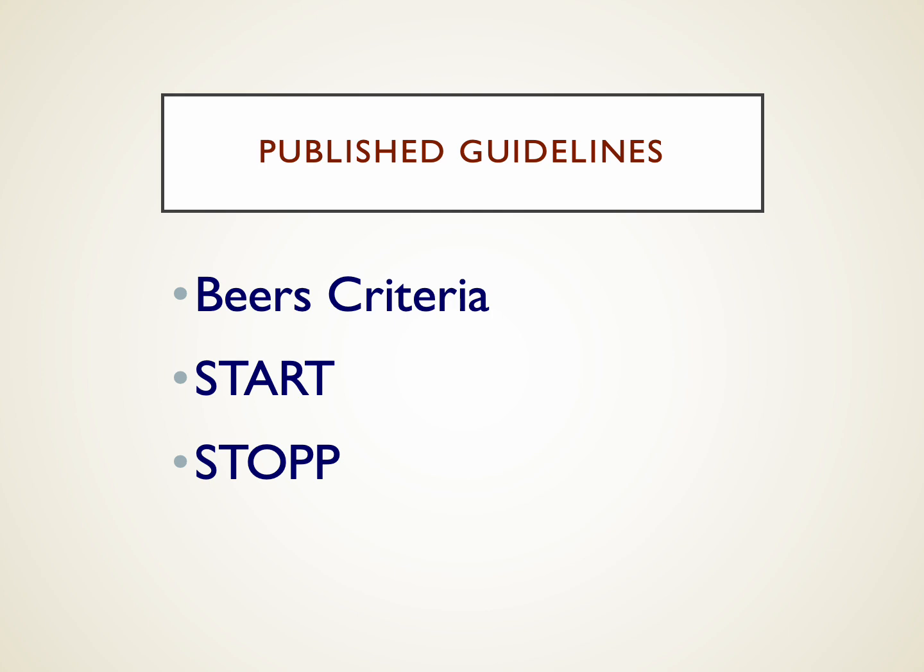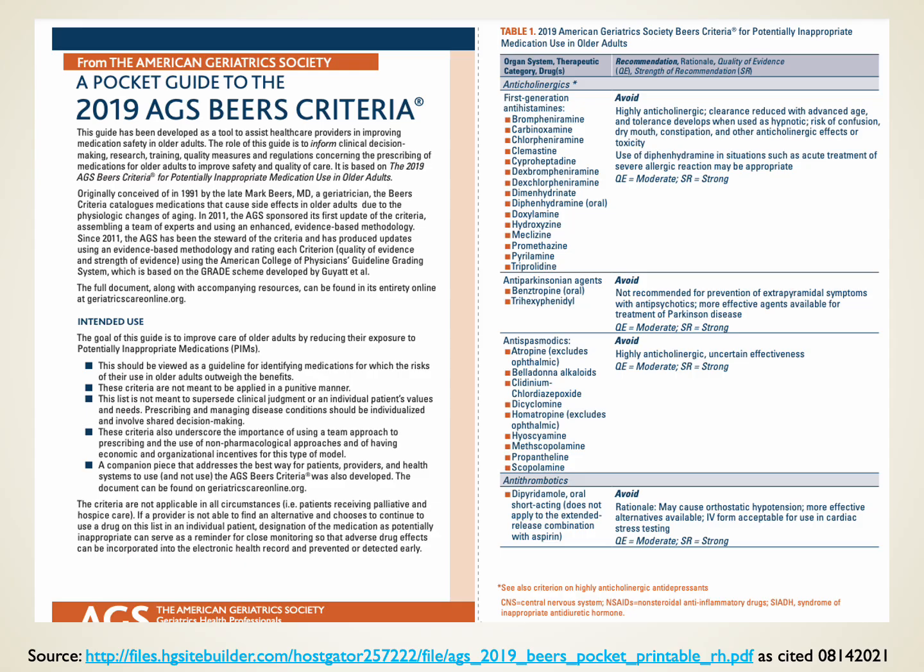The Beers criteria are published by the American Geriatrics Society every few years. They get updated. They've been around for about 20, 25 years. They're primarily based on expert opinion, as the other ones are as well. And we'll talk a bit about these criteria in the takeaway messages with them.